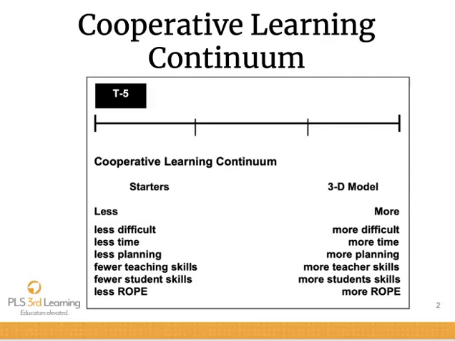Please turn to page 16, Cooperative Learning Continuum. Notice on this chart that starters require less rope than the 3D model. Please turn to page 35, Positive Interdependence, ROPE. Even though ROPE is the 5th decision you will make when you create starters, it will also be used in the 3D model. So, it is an important concept to understand. Next, we are going to learn about ROPE.